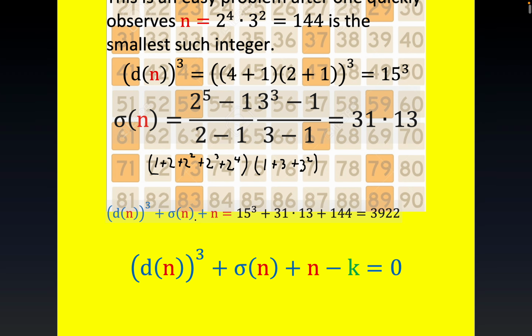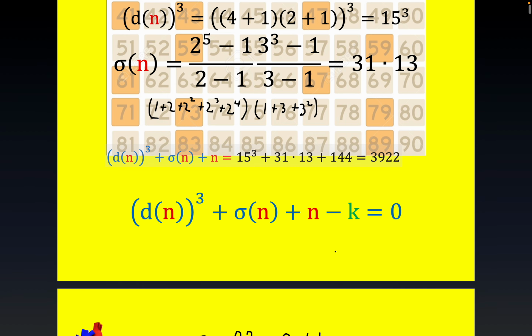Our original equation without the constant just becomes 15 cubed plus 31 times 13 right here. And then the number itself was 144, right? And so this all implies certainly that k must equal 3922. It's the smallest such k.